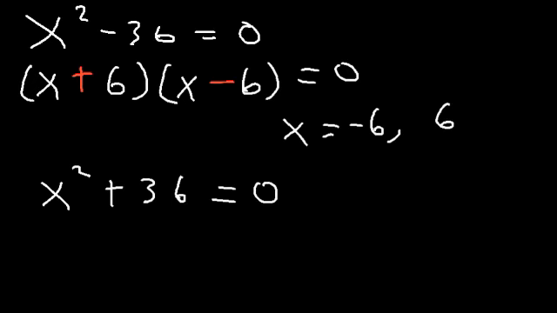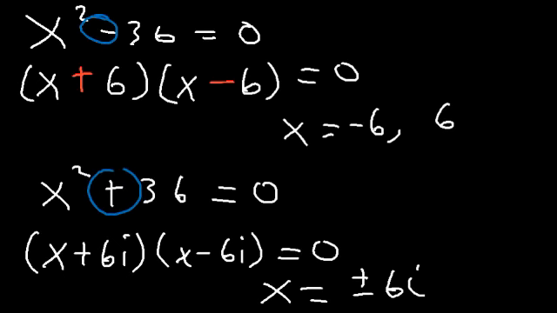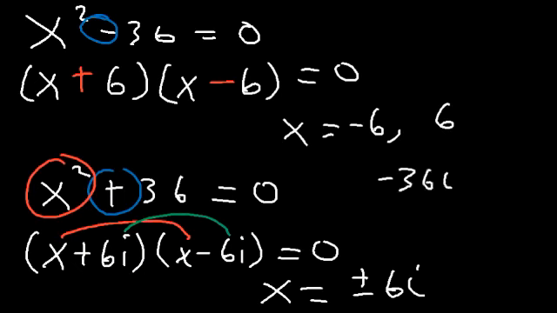So that's what you could do if you have the difference of perfect squares. If you have the sum of perfect squares, it's going to be x plus 6i times x minus 6i. So therefore, x is equal to plus or minus 6i. Notice that these two are conjugates of each other. So you could check your answer by FOILing. So x times x is x squared, and 6i times -6i is -36i squared, which is +36.